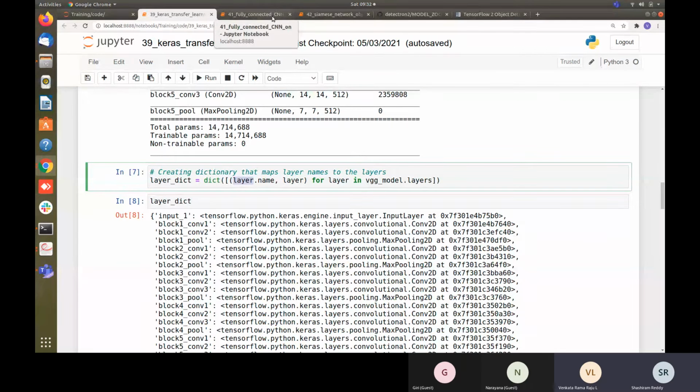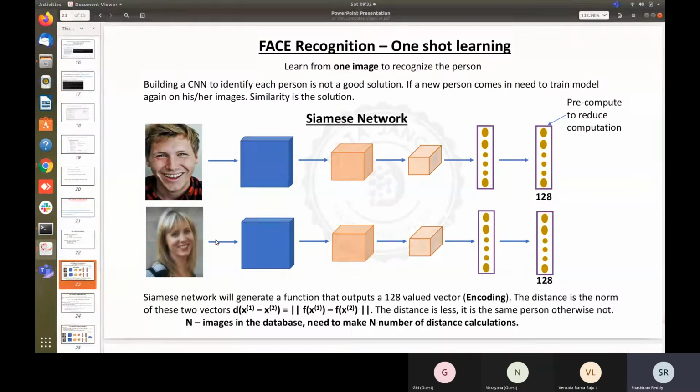Sir, one second, sir. Yeah, go ahead. Sir, is 125 a standard? I don't think so, right? No, it is not standard.